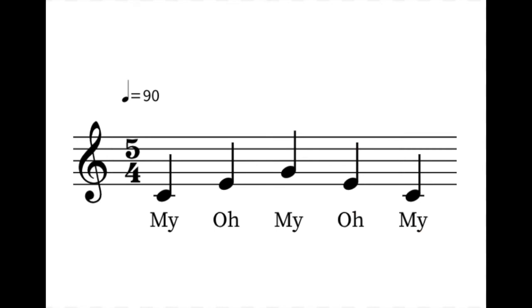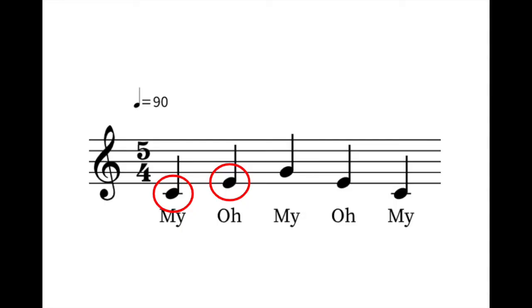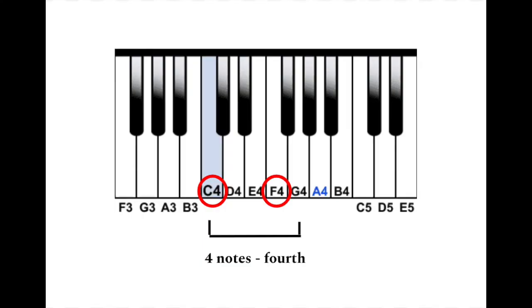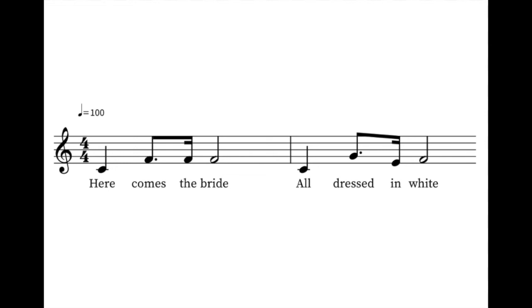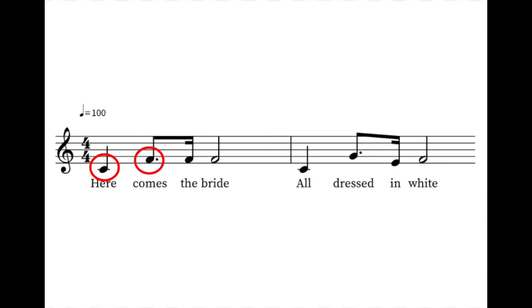Now, a way you can remember this is it sounds like the my oh my warm-up. And the O syllable in the warm-up is a third from the starting note. Now the next interval is called a fourth, and it sounds like this. An easy way to know this interval is to remember the song Here Comes the Bride. You'll notice that the first two notes are a fourth.